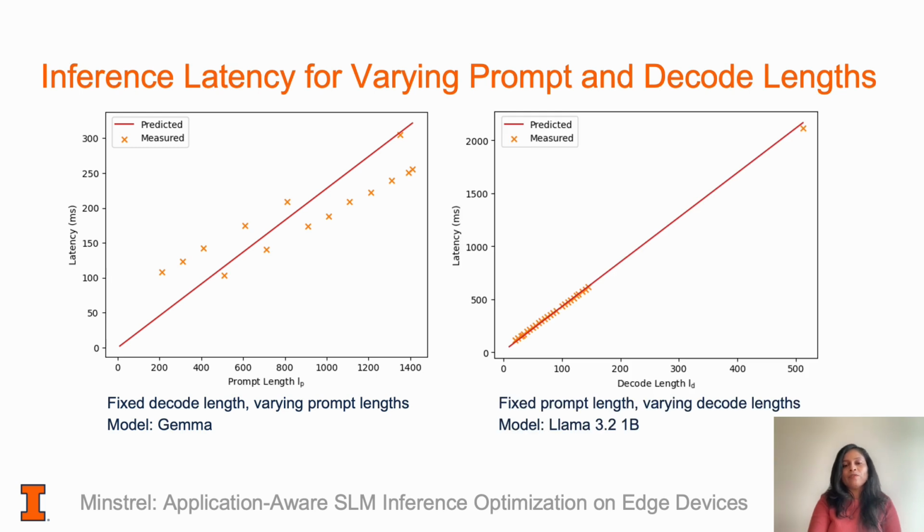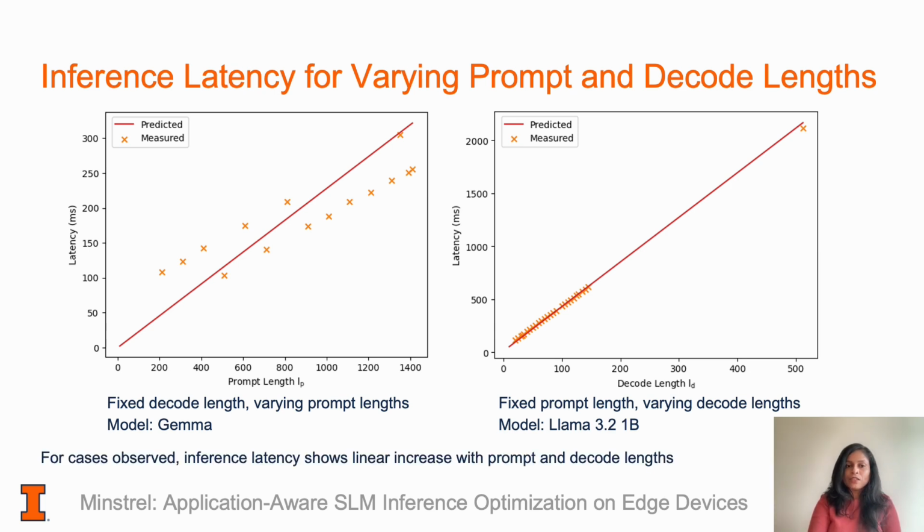Similarly, next we fix the prompt length and vary the decode lengths on the x-axis, and we observe a linear dependency of inference latency on decode lengths. So for the cases observed, inference latency showed linear increase in prompt and decode length, and we see that Minstrel did a good job of predicting the inference latency.